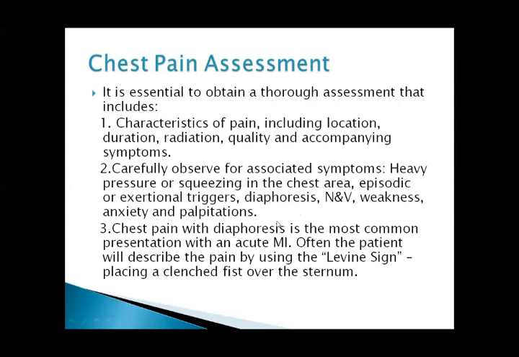So all these keys and specific areas can help you quickly reach your diagnosis. Chest pain with diaphoresis is the most common presentation of acute MI. Often the patient will describe the pain using the Levine sign, placing a clenched fist over the sternum. He will be showing the clenched fist over the sternum, this kind of squeezing pain. This will help you differentiate it from other problems.